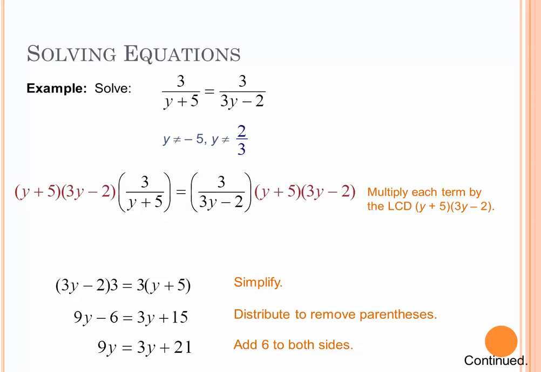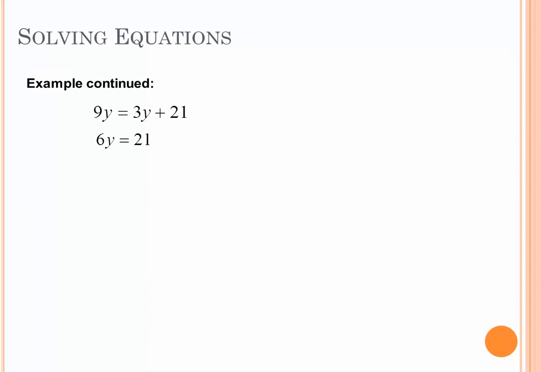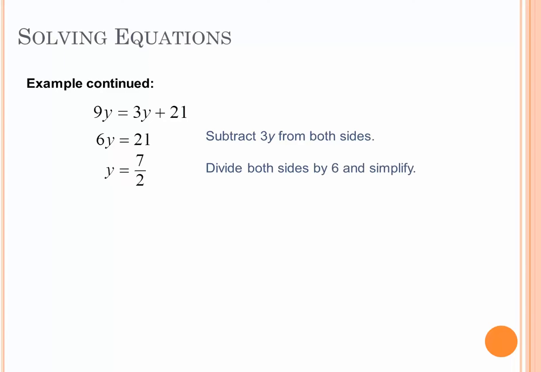Now we add the 6 to both sides. And finally, divide by 6. This gives us y equals 7/2. Compare that to what we said in the beginning, and it works out.